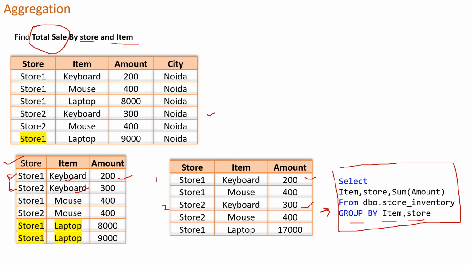Similarly for the item mouse, the item mouse is sold on store 1, and a similar item mouse is sold on store 2. The item value is the same but the store is different, so we can't create a single group. In this case we also get two different groups. So this is group 3 and this is group 4.